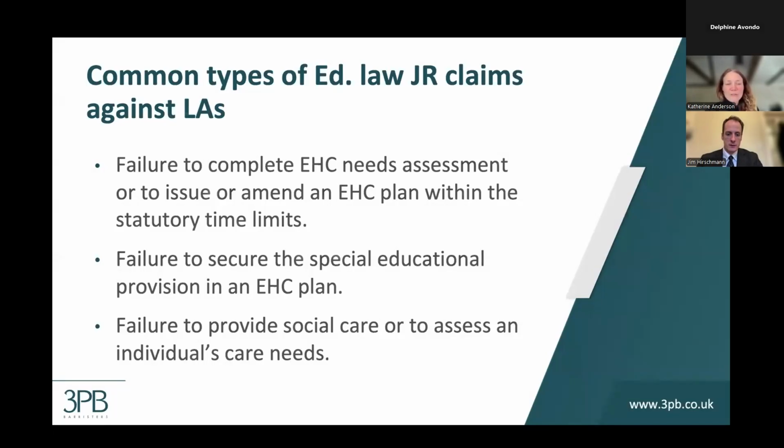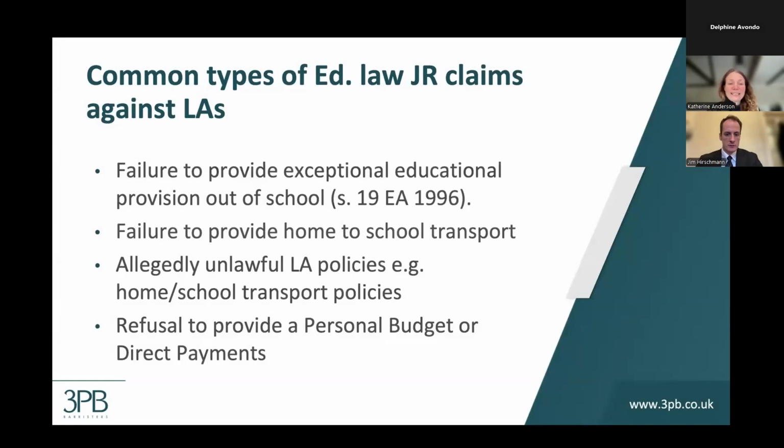Many of them arise out of the statutory framework for education, health and care needs assessments and EHC plans, whether that's a failure to complete an assessment or to issue or to amend a plan within the statutory time limits. Or very often it may be because there's a failure to secure the special educational provision in an EHC plan. There can be claims relating to a failure or an alleged failure to provide social care or to assess an individual's care needs, and that can relate often to an EHC plan. There can be claims relating to a failure to provide exceptional educational provision out of school, where a child may, for reason of illness, exclusion, or otherwise, be unable to access a suitable education. That's the Section 19 Education Act duty.